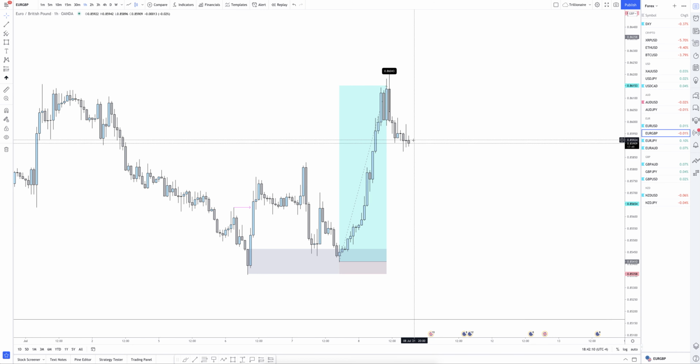I'm going to show you guys why I took the entry, why I decided to set the take profit where I did, why my entry was where it was, and this is basically going to be based off of institutional trading using order blocks.